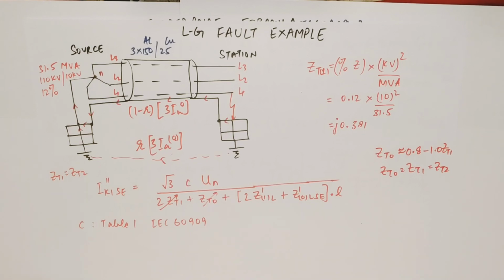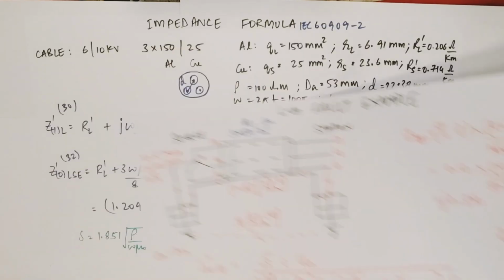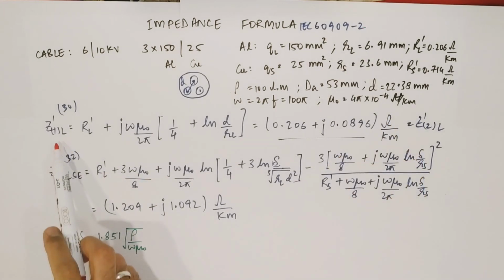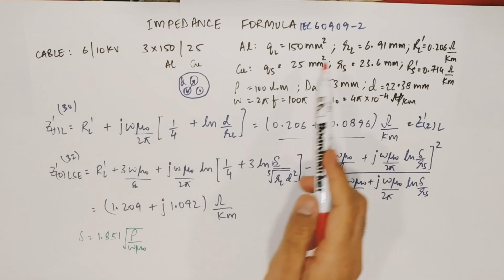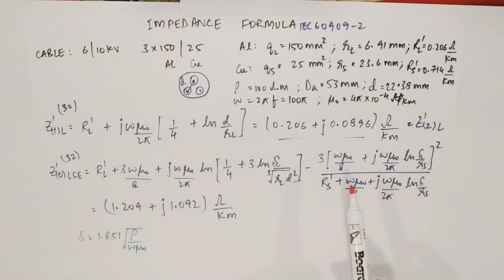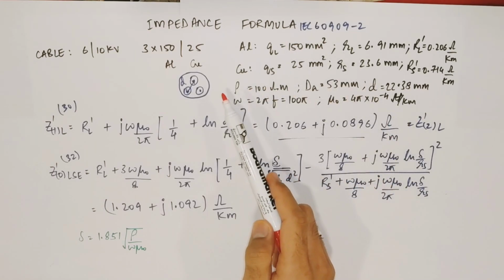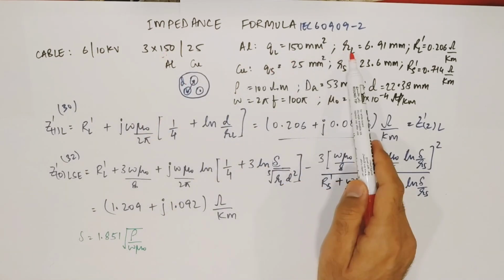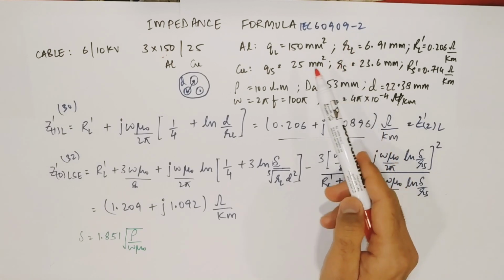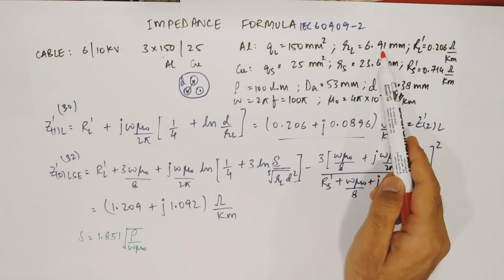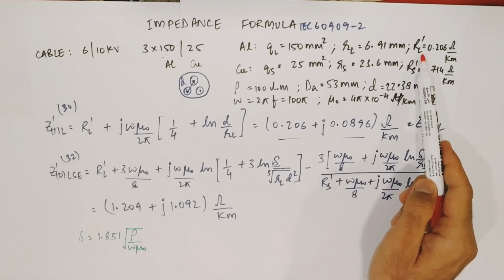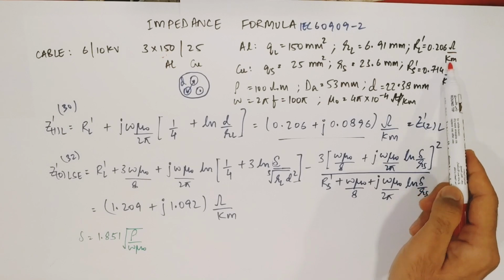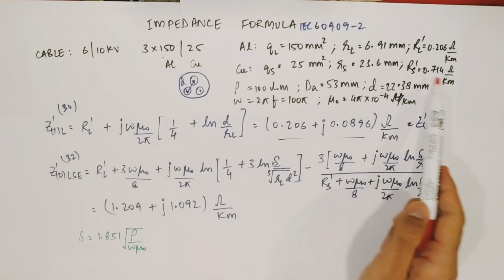Now we are left with the cable values. How will we do it? We'll check in IEC 60909-2, where there is a direct formula. We shall take the data sheet from the manufacturer, in which the cross section area of aluminium is 150 square mm, which we have taken, and this is the radius of the conductor, which is 6.91 mm, and this is the resistance of the aluminium conductor, which is 0.206 ohm per kilometer. Similarly for the shield, the values are this.